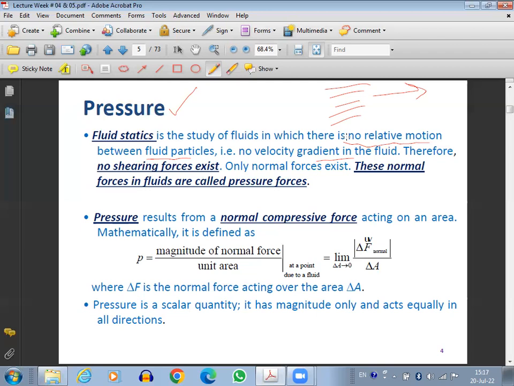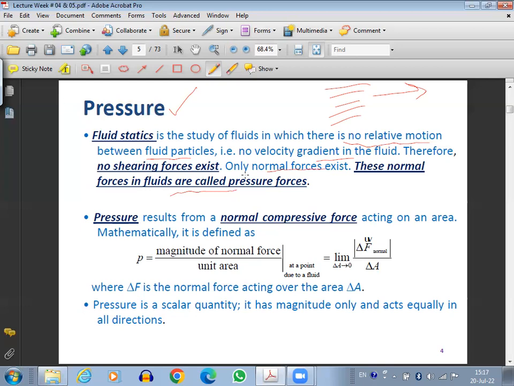Viscous effects are visible when there is a relative motion. So when there is no relative motion, no shearing forces, viscous effects are not visible. They are present, but they are not visible. So in case of fluid statics, no shearing forces exist, only normal forces exist. Now these normal forces in fluids are called the pressure forces. So pressure forces are basically the normal forces.